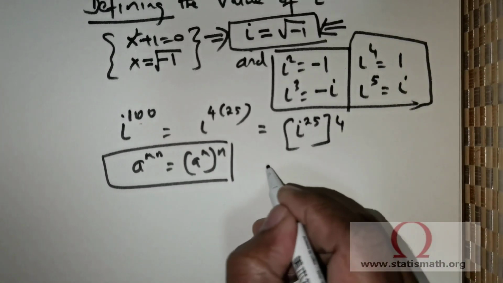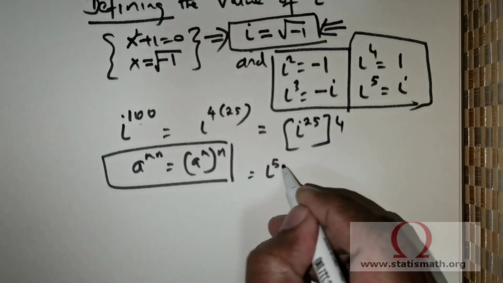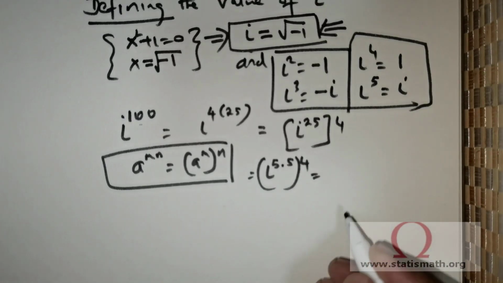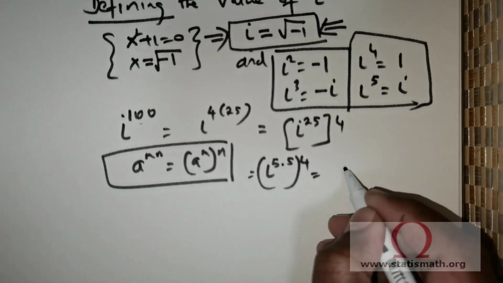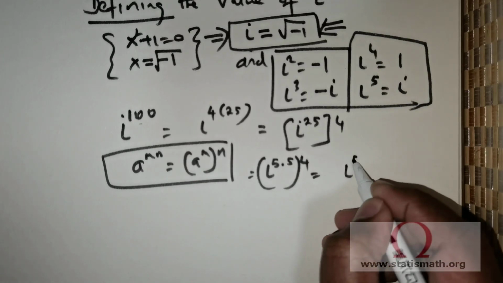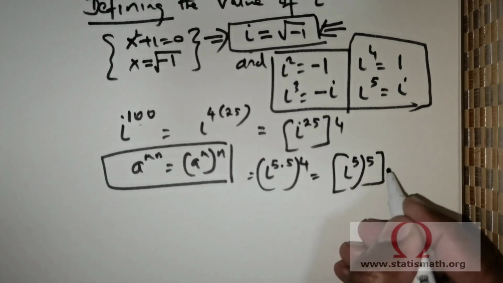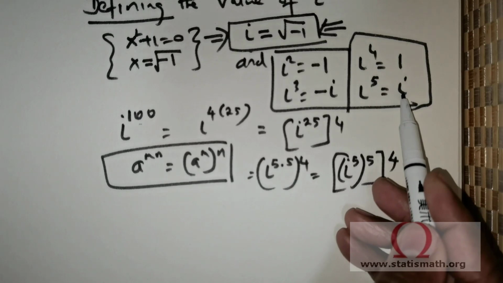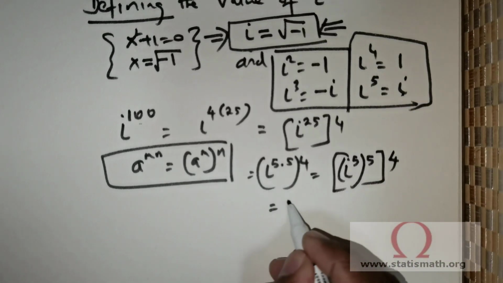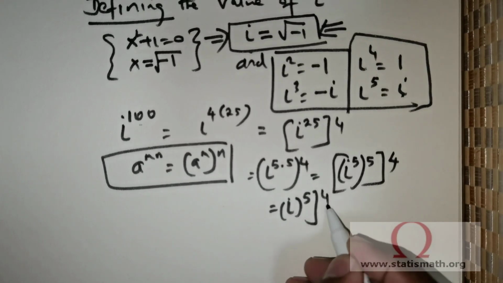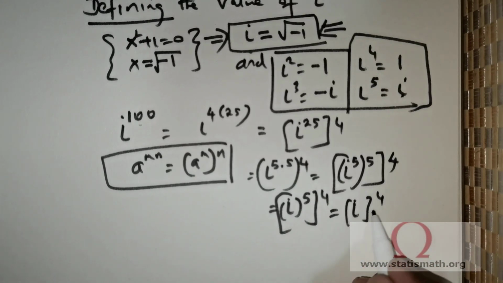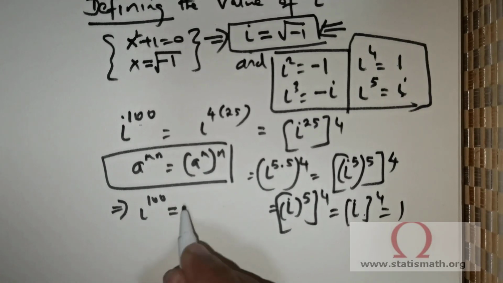Now i raised to the power 25, I'm going to write as i raised to the power 5 times 5, all raised to the power 4. Now this i raised to the power 5, I can write as i raised to the power 5, raised to the power 5, and this is raised to the power 4. Now what is i raised to the power 5? i raised to the power 5 is i. So replace it with i, to the power 4. Now what is i to the power 4? i to the power 4 is 1. So therefore i to the power 100 is 1.